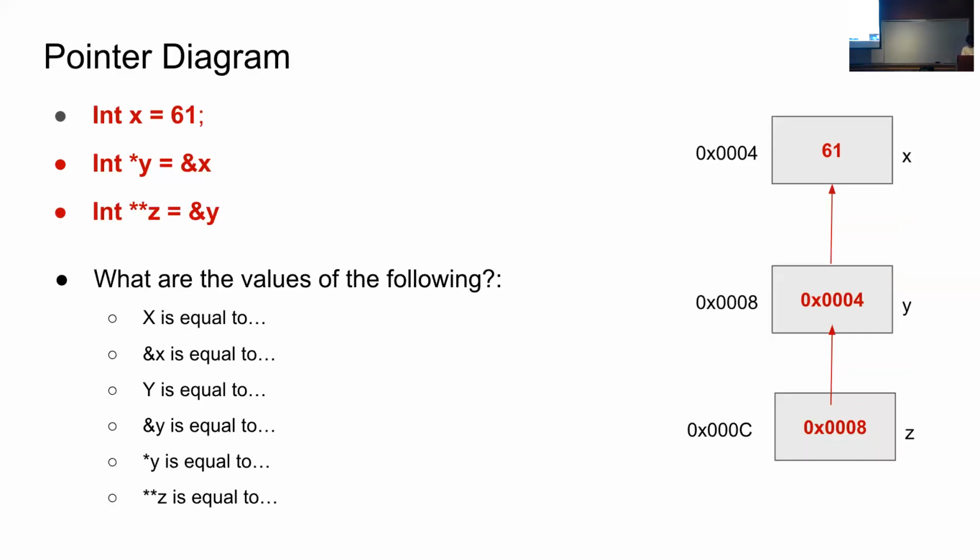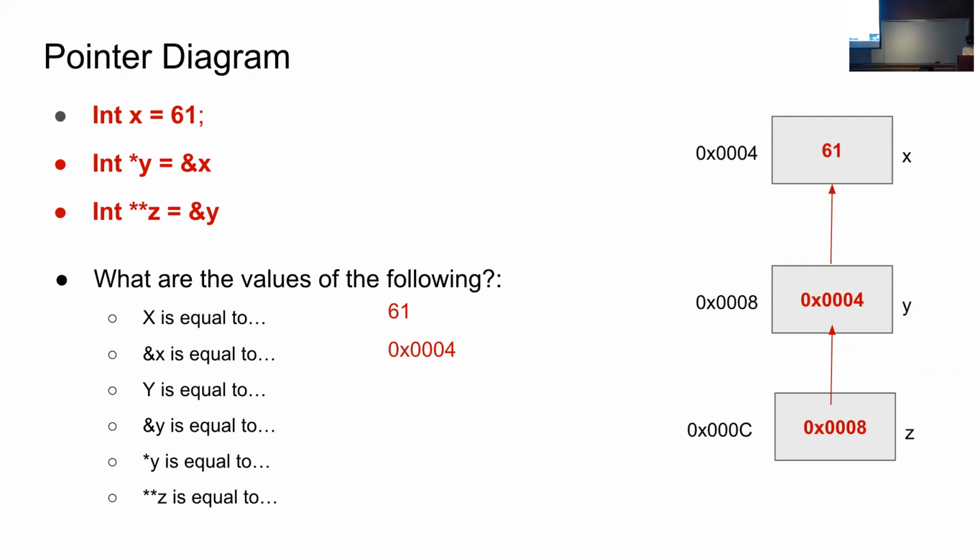So now let's take z, which is the address of y, right? Y is a pointer to an int. So when we say z is the address of y, that means z is a pointer to an int, right? So let's take some time to think about what are the values of these expressions. Can someone tell me what x is equal to? Yeah, 61. Okay. What is and x? Yeah, it's the address.